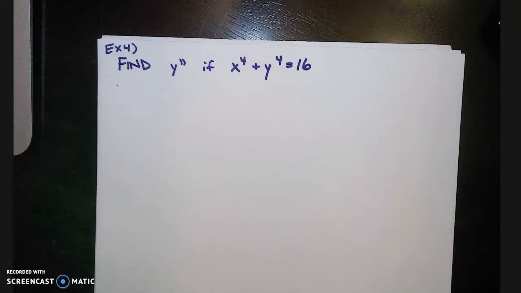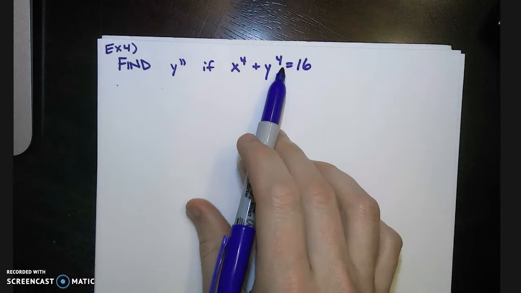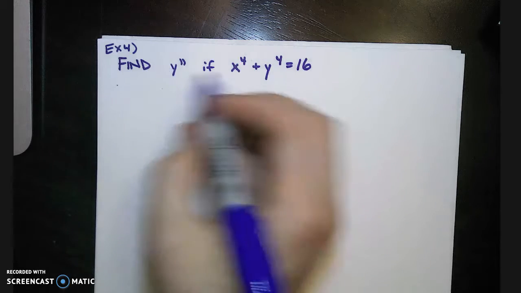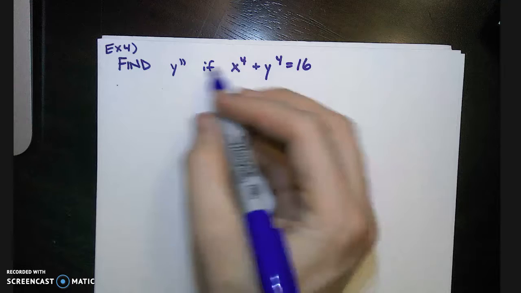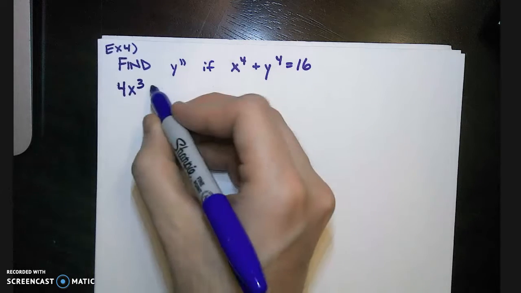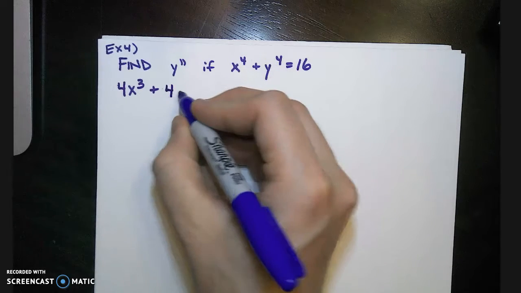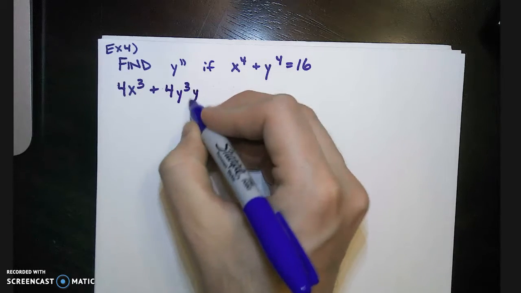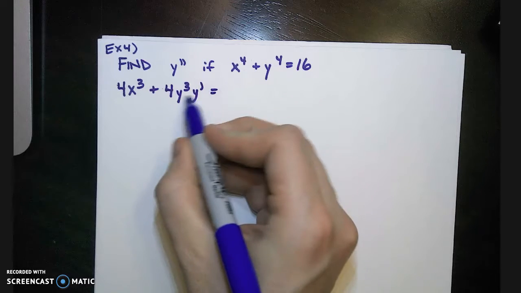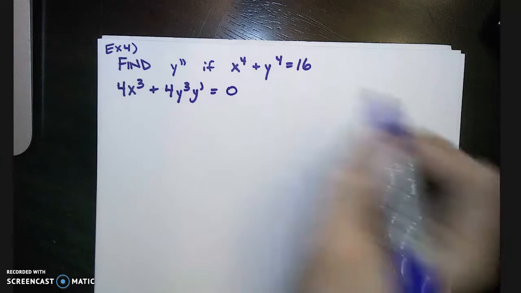In this example, we are looking for y double prime, so we're looking for the second derivative. To start, let's do the first derivative. So derivative of x to the fourth would be 4x cubed. Then plus derivative of y to the fourth will be 4y cubed y prime, because every time you do derivative of y, you get y prime. Derivative of 16 is 0.